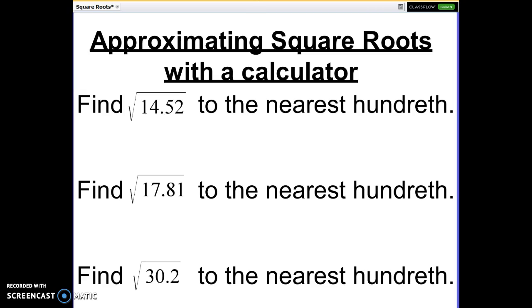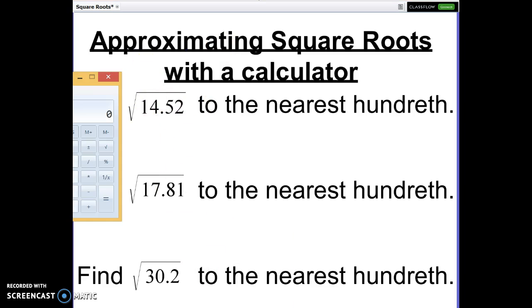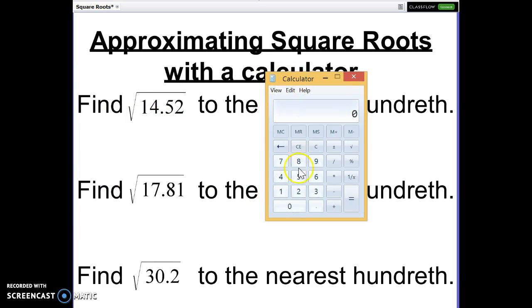There's not something precise times itself that will equal 14.52, but we can use the calculator to find the first couple digits of the square root of this irrational number, and then we can use it to round to the nearest hundredth. So what we're going to do, let me pull the calculator onto the screen, and all calculators are different, but in this calculator, or if you're using your iPhone or an iPad, you're going to type the number in first, and then you're going to hit the square root button.